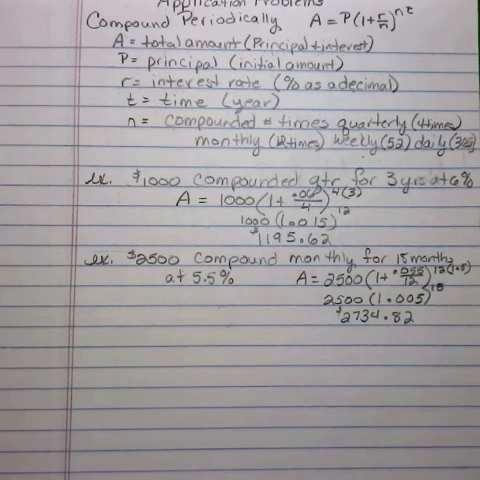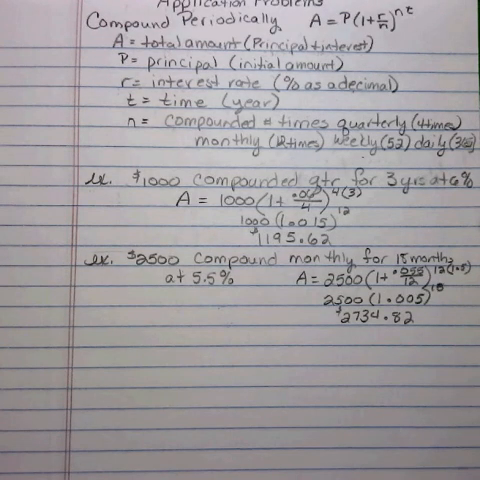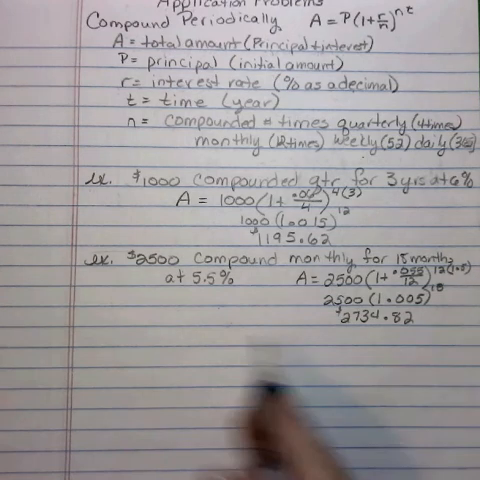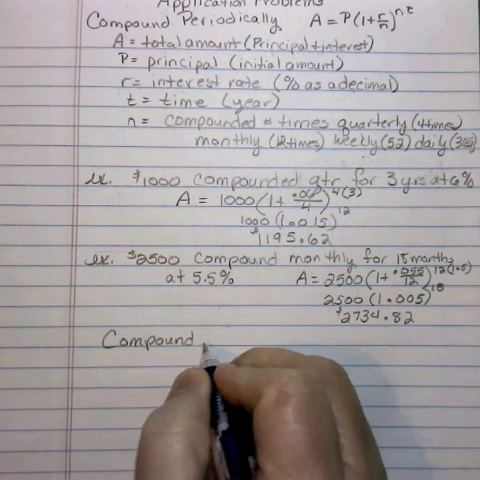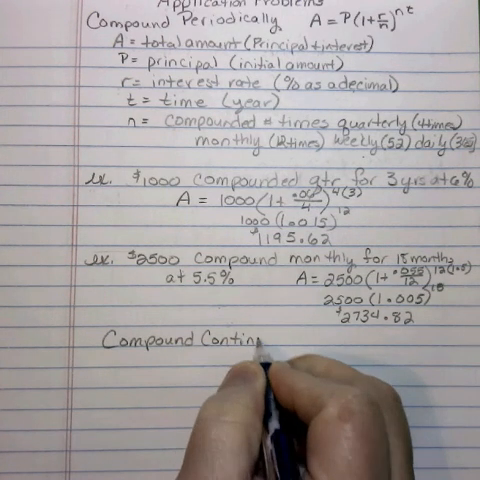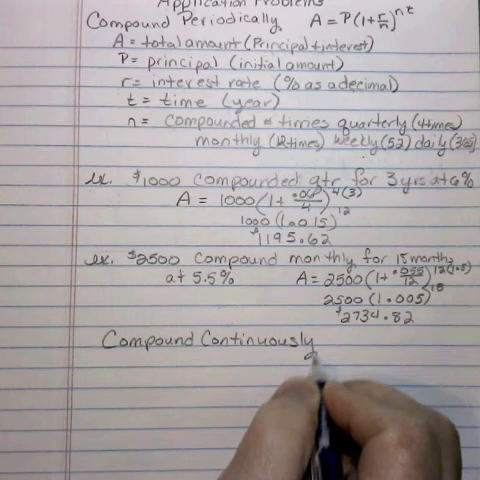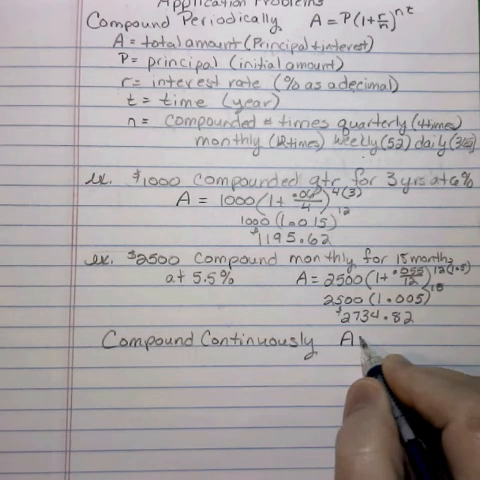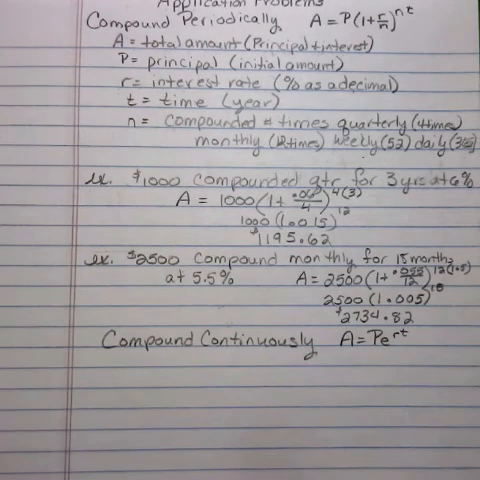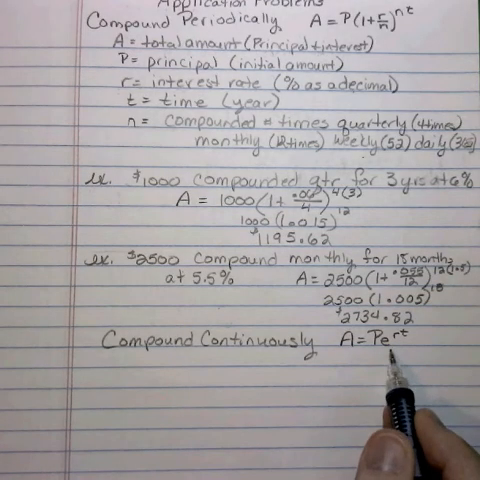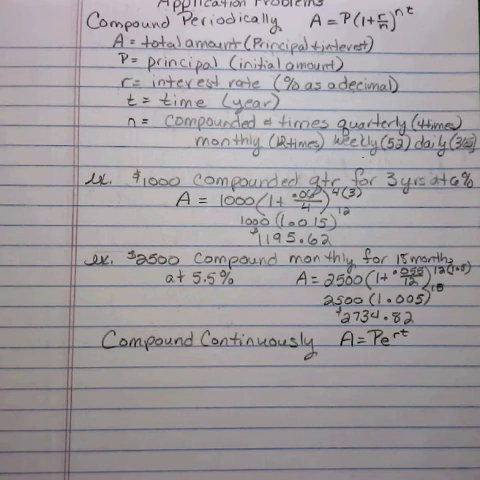Remember to put your dollar signs and all that good stuff, because we are dealing with money here, that we want correctly. All right, our next problem is dealing with compound continuously. And we use the formula A equals P E to the RT. I often use the little slang term, the Pert Formula, when we deal with continuous.